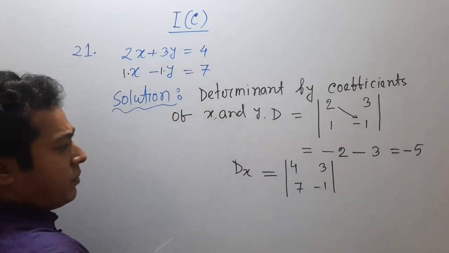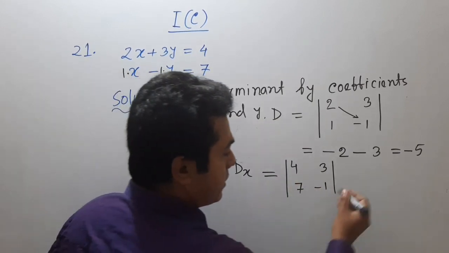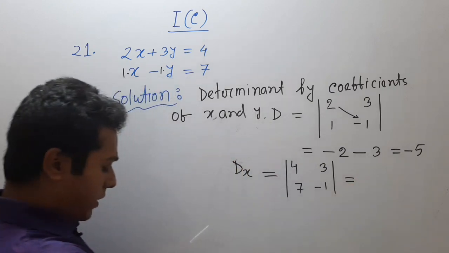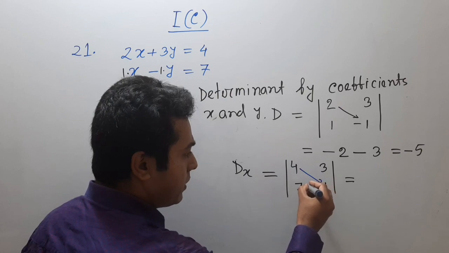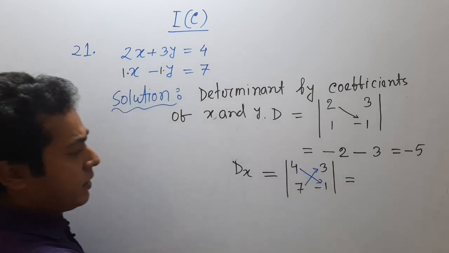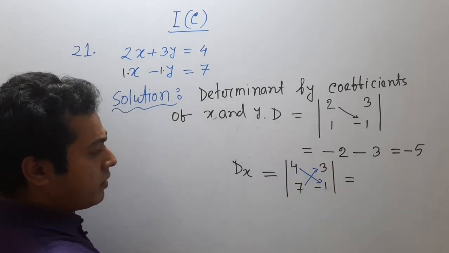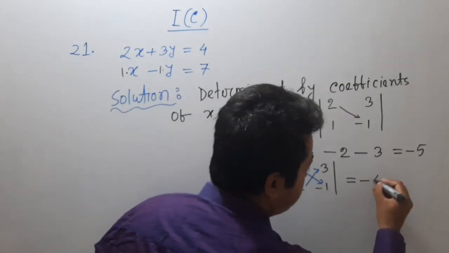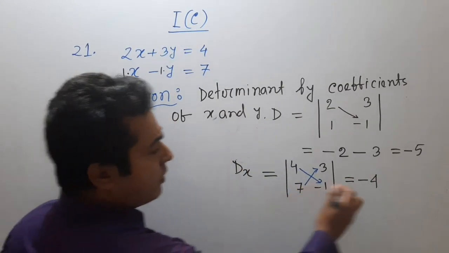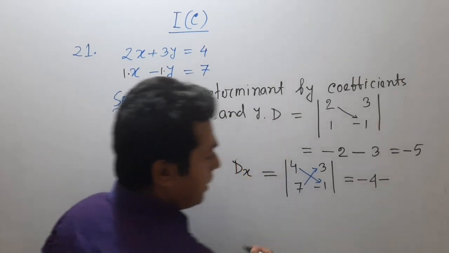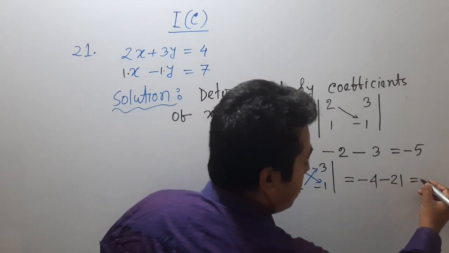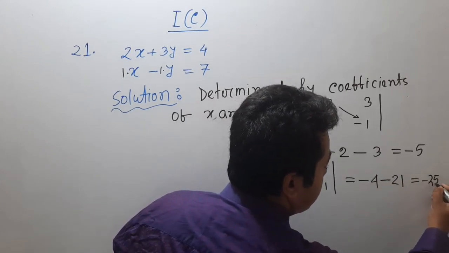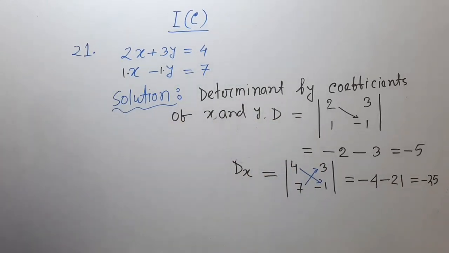Okay, multiplying in this way, at first multiply this way and then this. Then 4 times -1 is -4, and minus 21, is equal to -25. Okay, this is Dx.